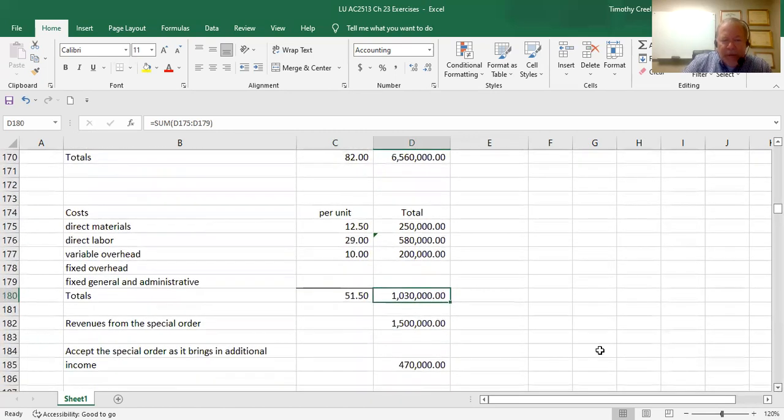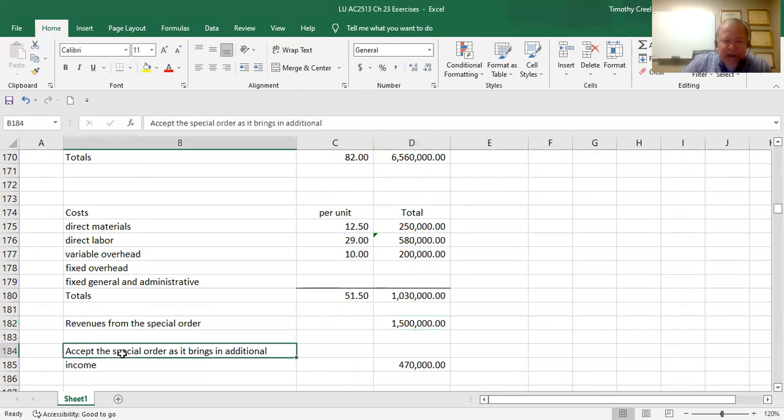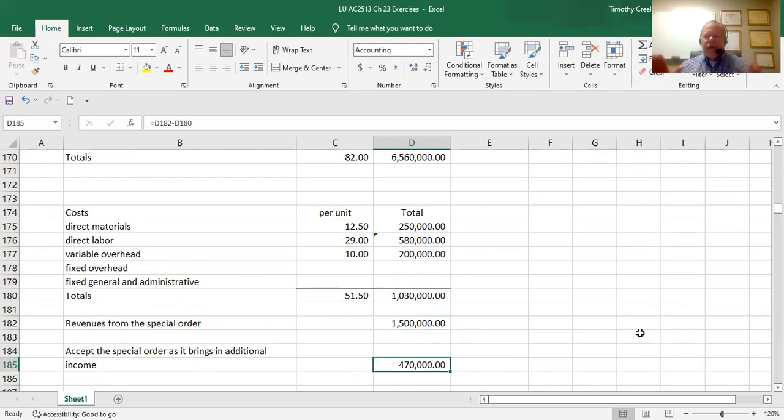Now, our revenues from the special order are going to be 1.5 million. So in this case, we should accept the special order as it brings in additional income of $470,000. So again, you want to separate the cost and the revenue specifically related to the special order aside. And if you've got capacity and the special order makes you money, then you should accept the special order. That's really the quantitative analysis of this decision.